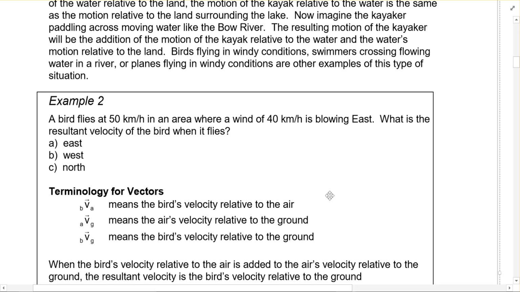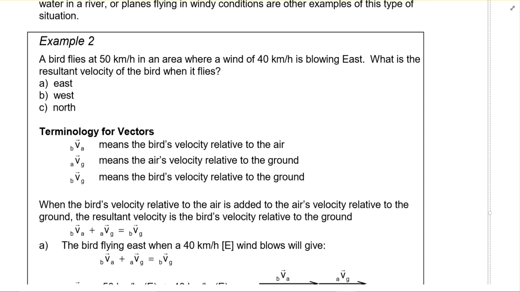So let's go ahead and do example number 2 here. It says a bird flies at 50 kilometers an hour in an area where wind of 40 kilometers an hour is blowing east. What is the resultant velocity of the bird when it flies east, west, and north?